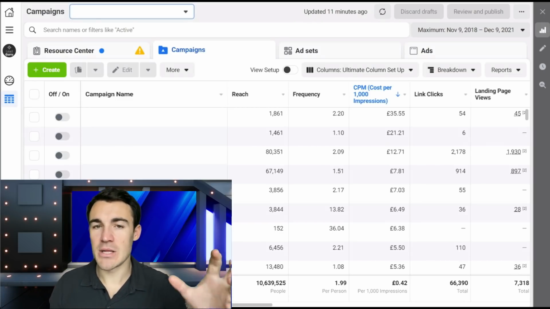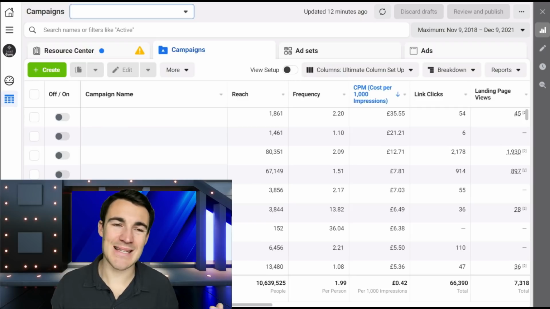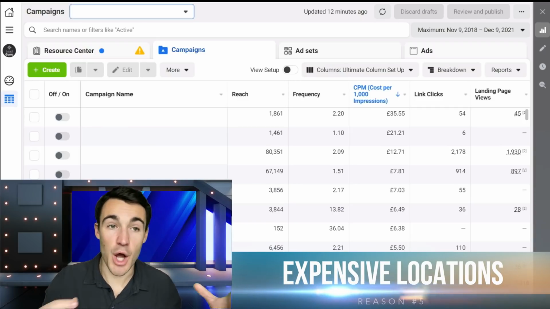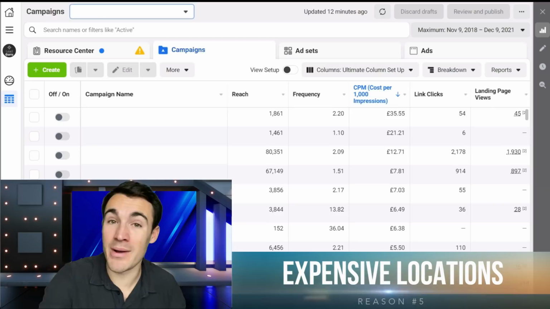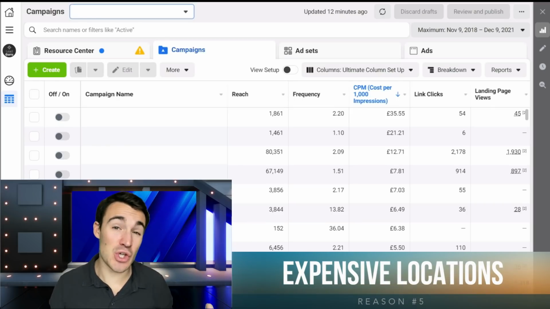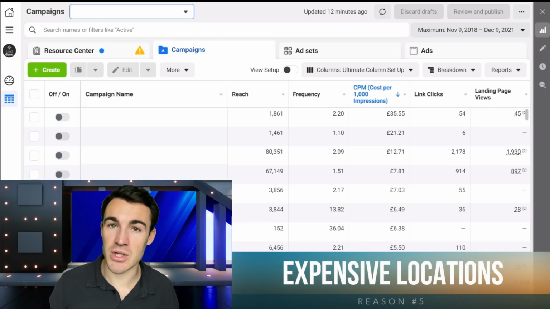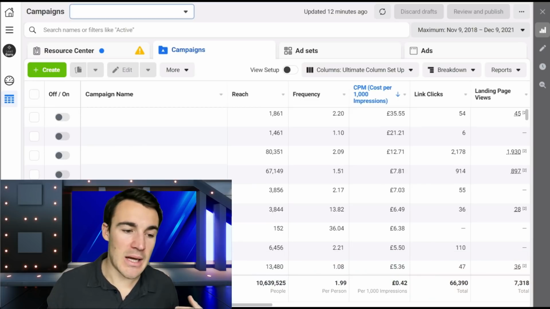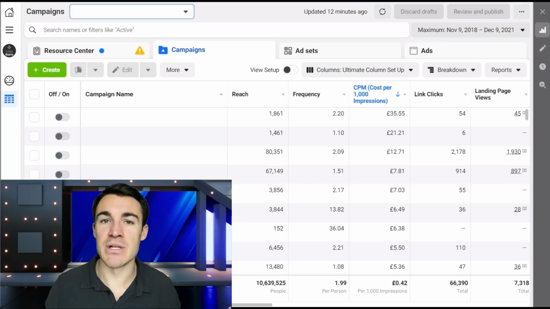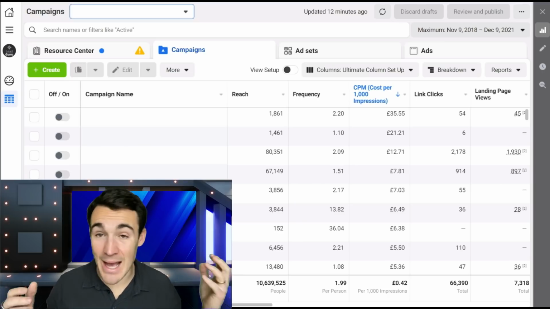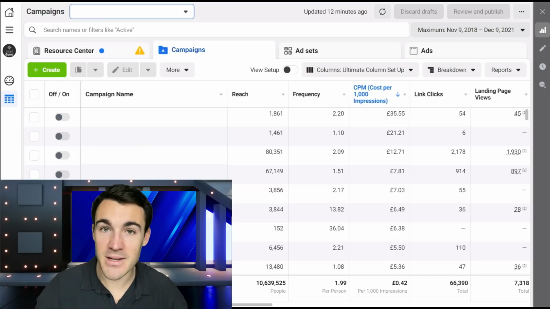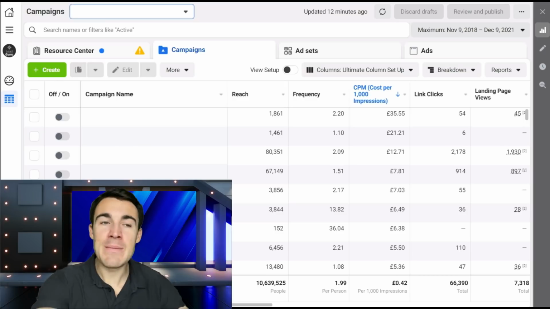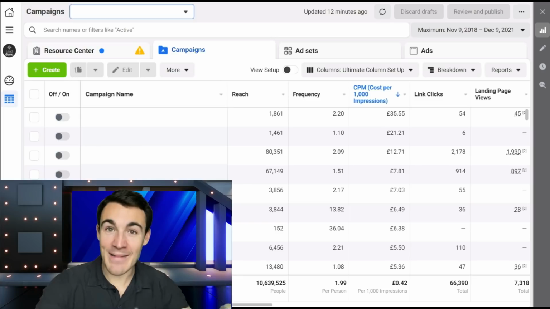Reason number 5 is that, much in the same way that you don't want to get fixated on advertising to a small group of people from a targeting standpoint, you also don't want to get fixated on just advertising in certain locations. I've talked to a lot of advertisers that are like, oh, we know that our best customers come from cities like LA or New York and things like that. You go, yeah, okay, I understand that. But those are the most expensive places to advertise to in the world.